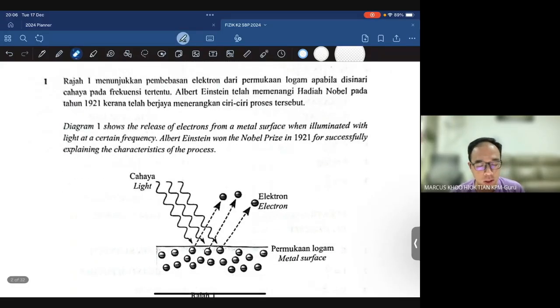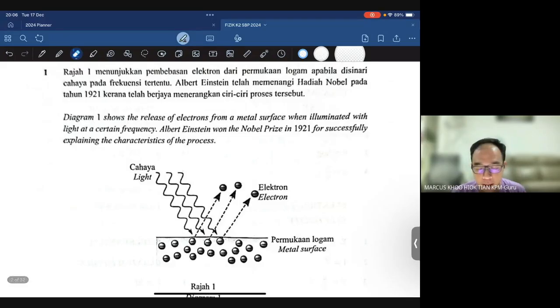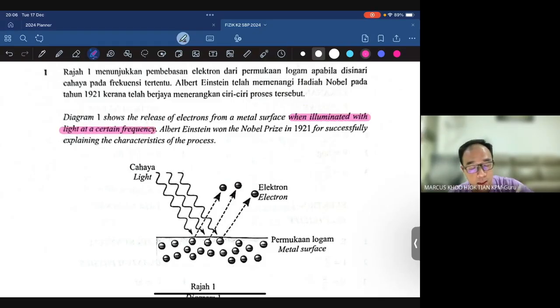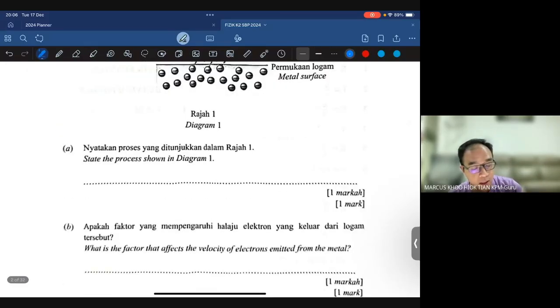Okay, so diagram 1 shows the release of electrons, question number 1, from a metal surface when illuminated with light at a certain frequency. Okay, this is a very important statement. Bila dia disinari cahaya pada frekuensi tertentu, with being illuminated, first thing you need to know is that this is a definition. The release of electrons from a metal surface when it is illuminated by a light of a certain frequency immediately tells us the first answer: state the process. This is a definition for the photoelectric effect.